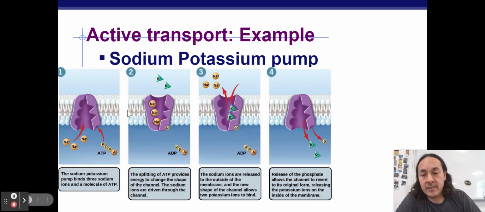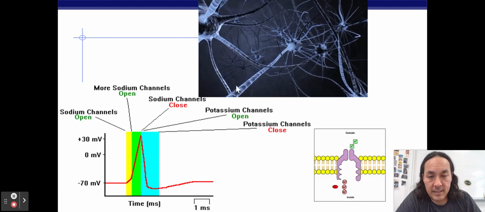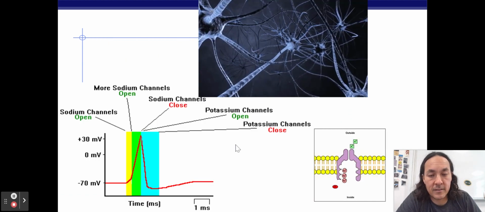And the reason that we do this is we need an excess of sodium outside of our cells for action potentials, and we need an excess of potassium on the inside. And so that's how we send signals throughout our body.